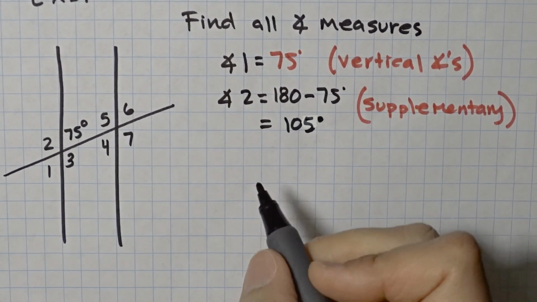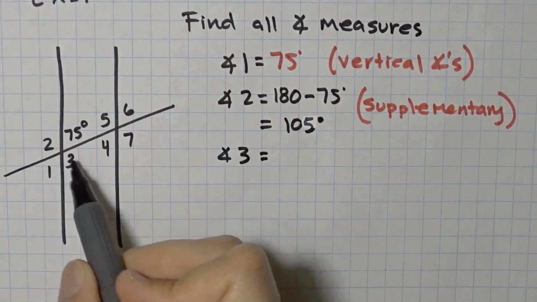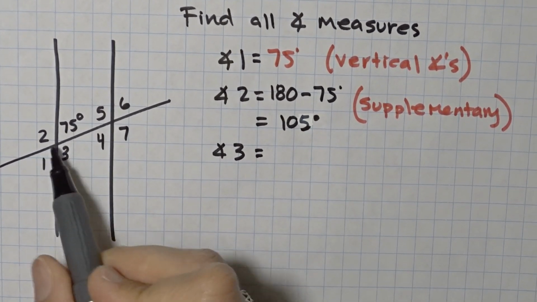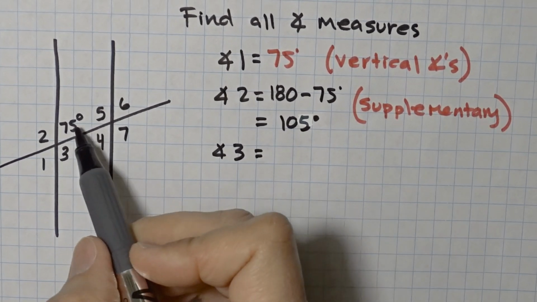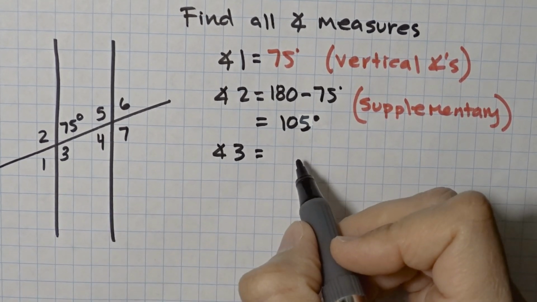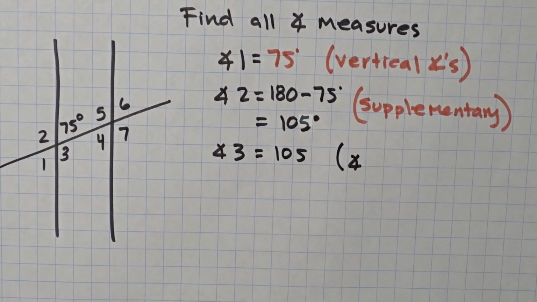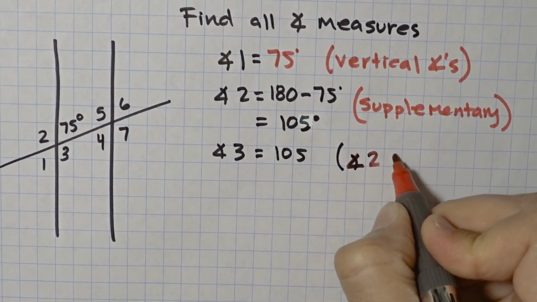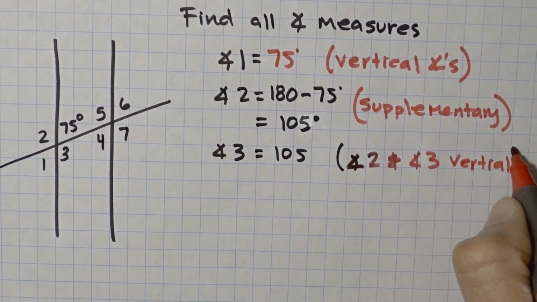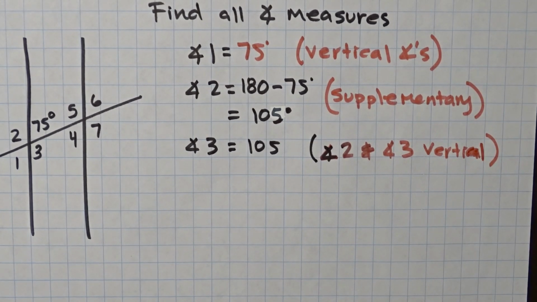And the next one will be angle 3. Angle 3 is also either vertical to angle 2, which is exactly the same because again, you're making this X shape and 2 and 3 are opposite of each other, so they're congruent. Or you can also say that 3 and 75 together make 180. I'm going to use vertical angles there. So we're going to just say that it's also 105 because angle 2 and angle 3 are vertical angles.